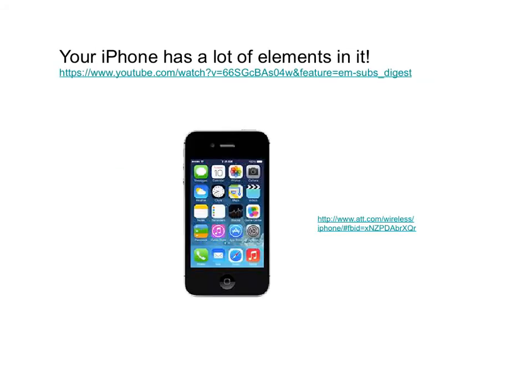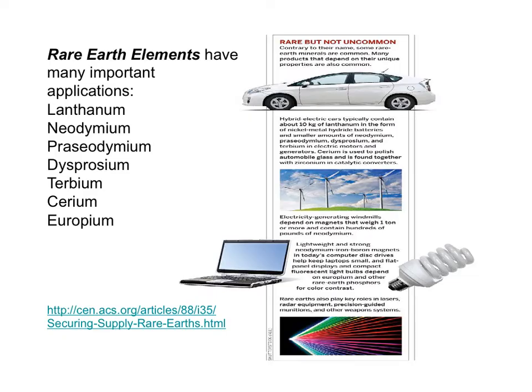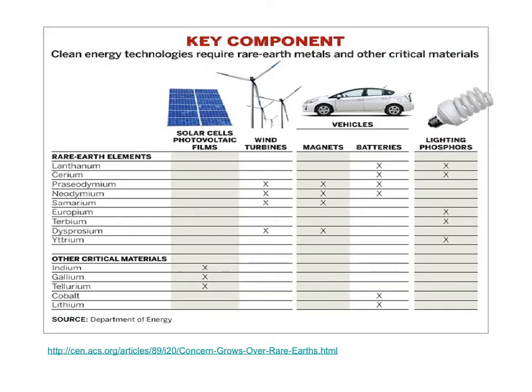Your smartphone has a lot of elements in it. Your phone contains silver, gold, lead, mercury, and rare earth metals. One potential problem is that there's more rare earth metals in electronics than all known global reserves, so maybe we need to start recycling our phones. Here are some of the rare earth elements in phones, and here are some applications. This table shows some other applications of rare earth metals.